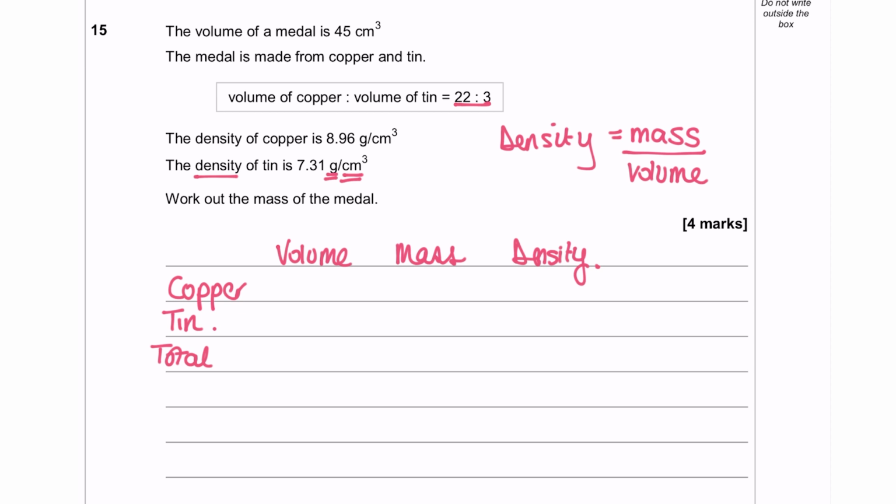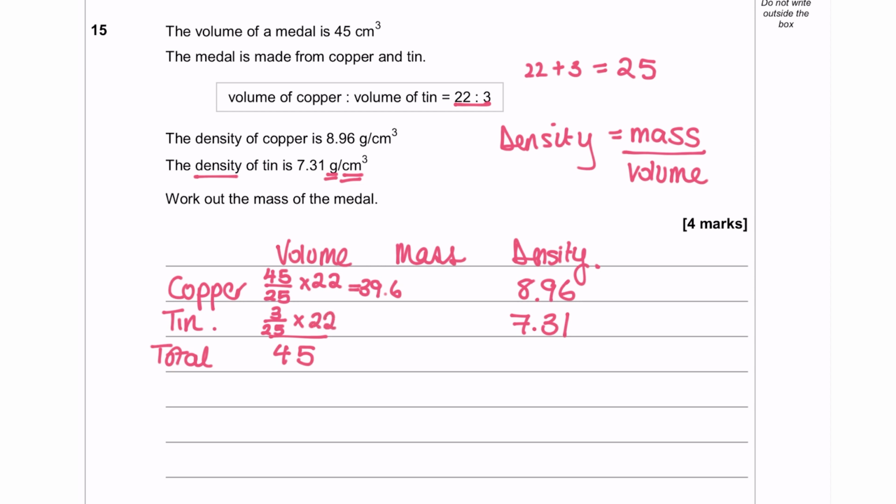We know that for copper, we have a density of 8.96. For tin, we've got 7.31. The total volume is 45. We can split that into the ratios, so we do 22 plus 3, which gives us 25. So the amount for copper is 45 divided by 25 times 22, which gives you 39.6. The amount for tin is 3 over 25 times 45, which gives you 5.4.